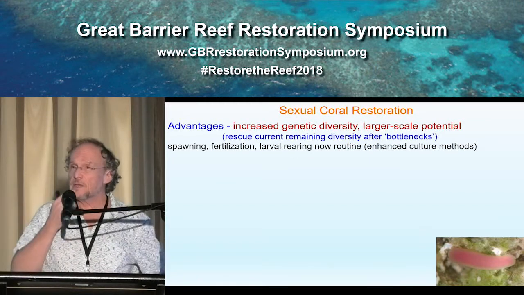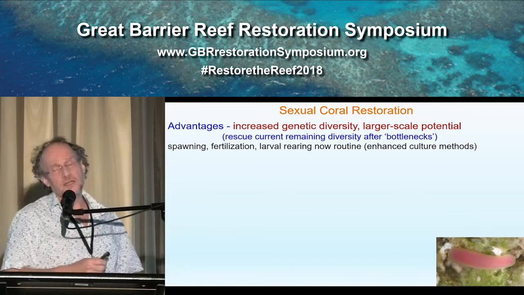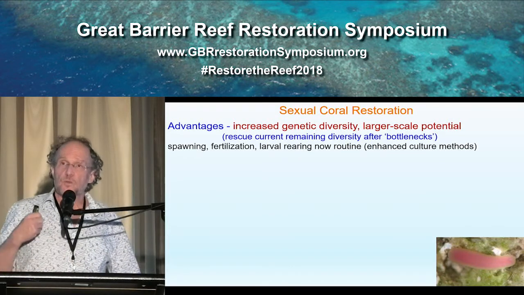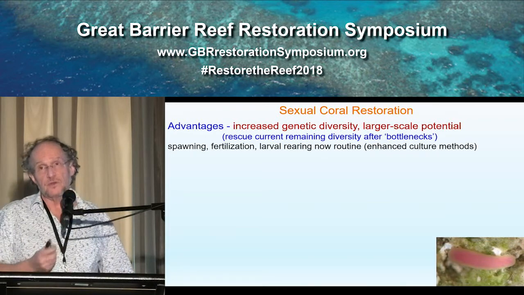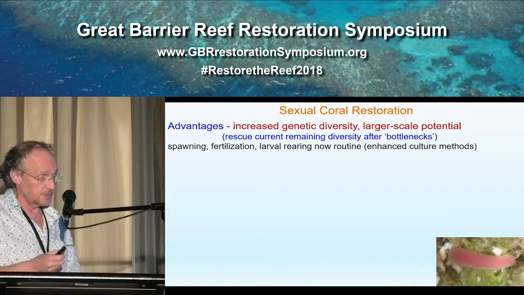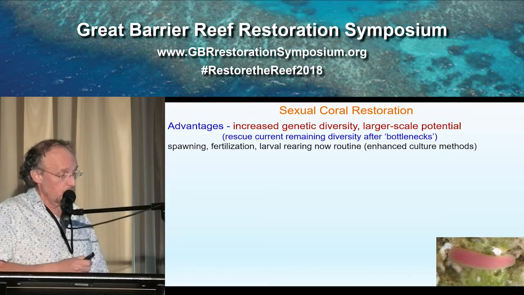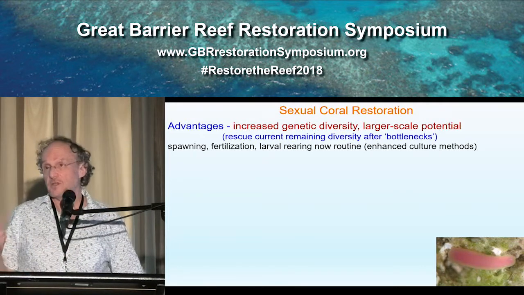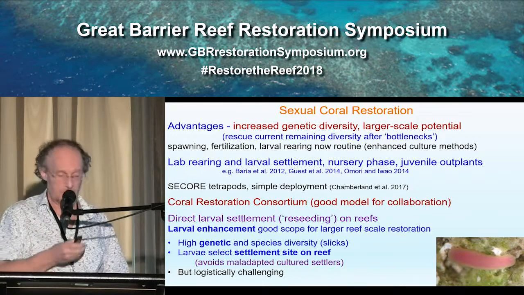My interest is in really the other forms of sexual processes that might occur so that we can actually start to adapt them. We know that there's the potential for increased genetic diversity as a result of using sexual production, and there's larger scale potential. We also know that we can enhance the culture methods in terms of spawning, fertilisation, larval development, etc.